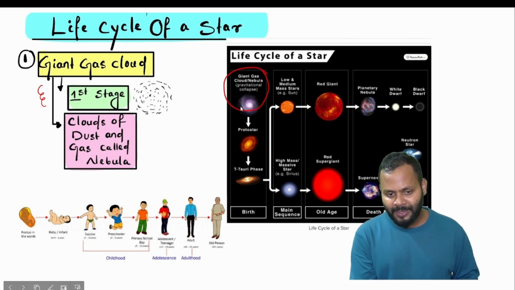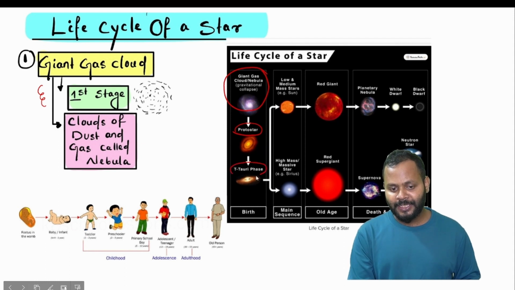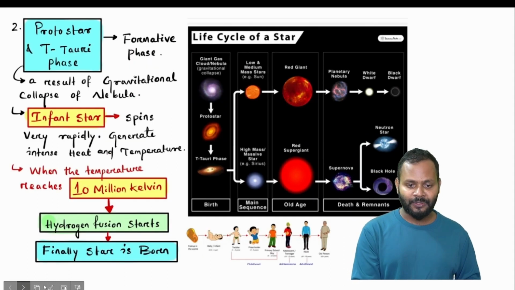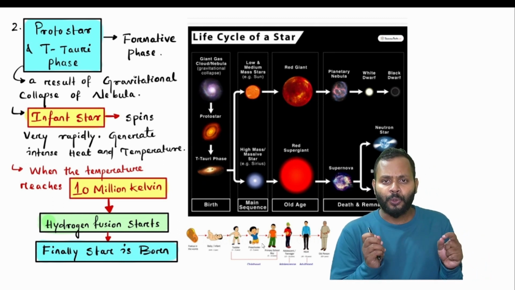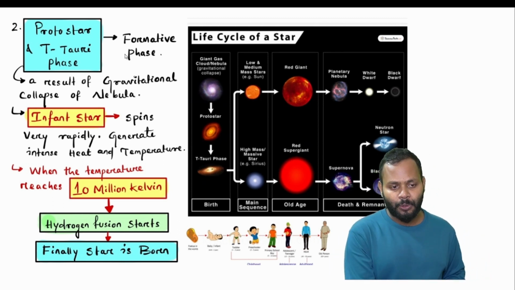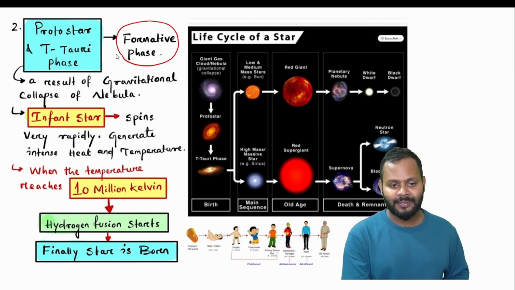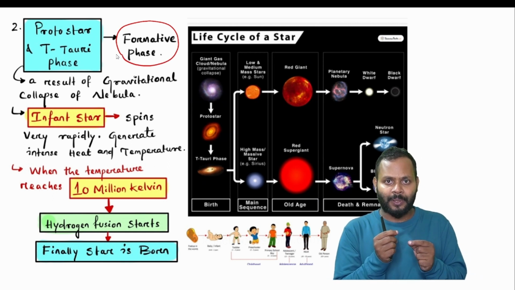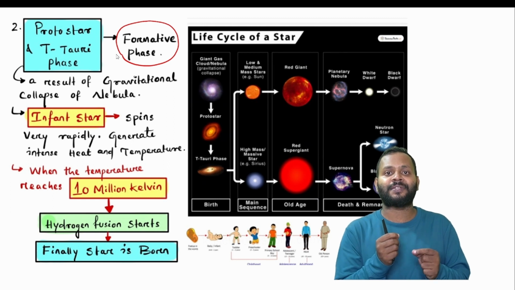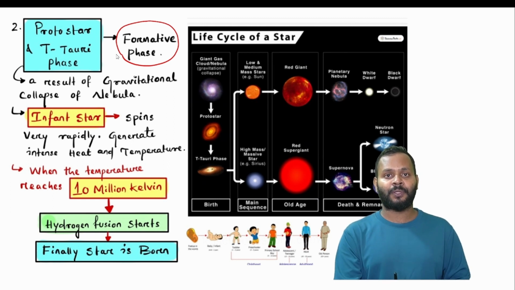After that particular stage, we can see that there is a protostar and a T-Tauri phase. We'll understand the next phase, protostar and T-Tauri phase. It is also called a formative phase. That means after the birth there is a drastic change in the formative phase of the star.